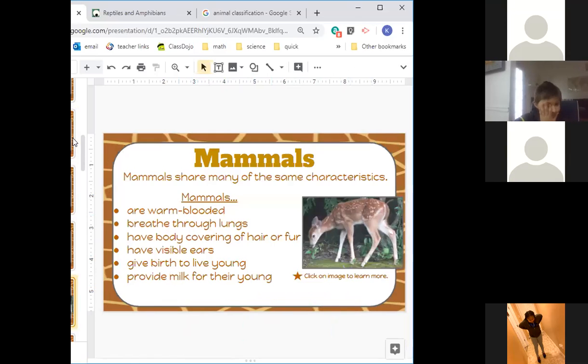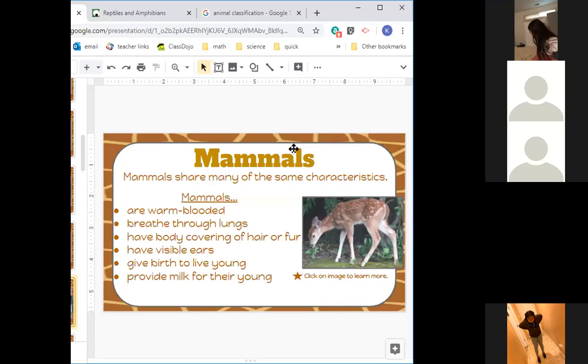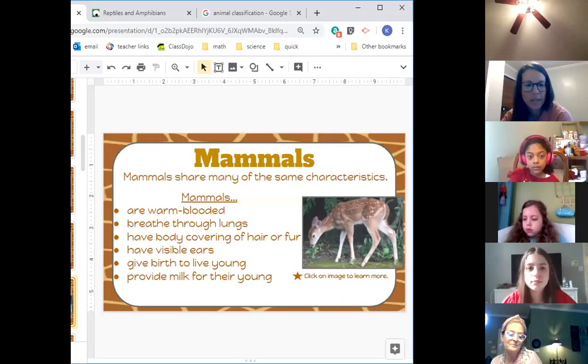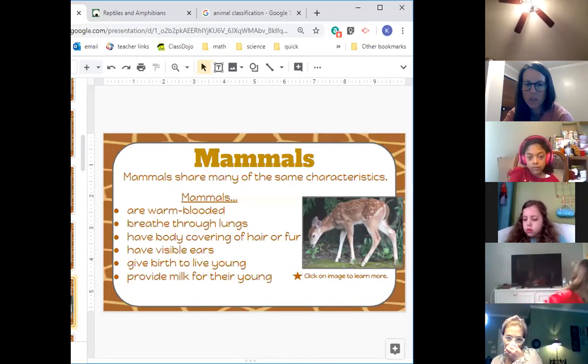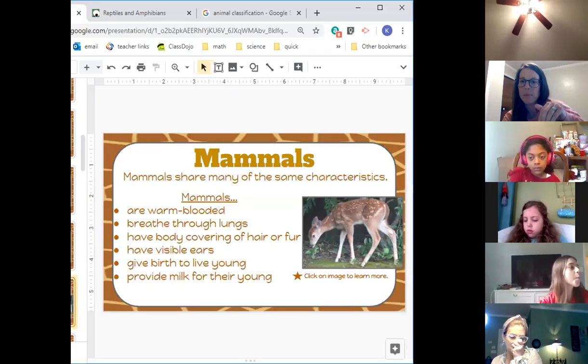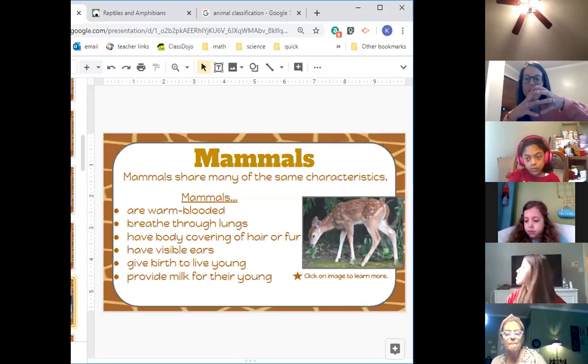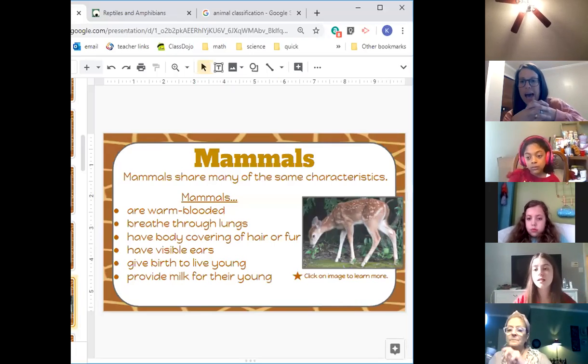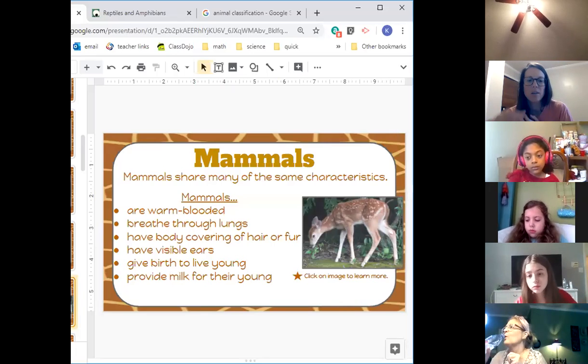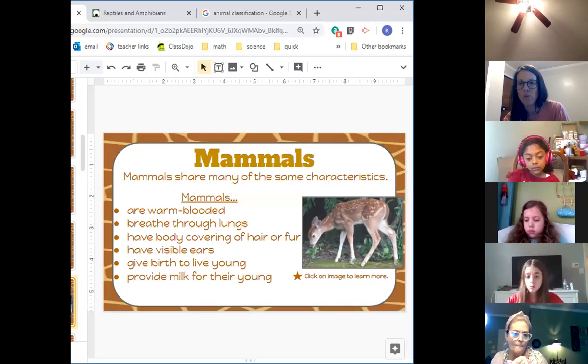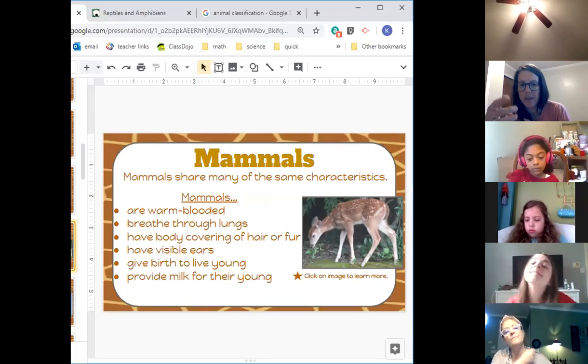Okay. Now, I'm not going to read all of this because you guys can do that, and hopefully you already have if you've already gotten started. But this is an overview of mammals, all right? So now we're classifying them even further. These all fall under the vertebrates. They have a backbone, all right? So mammals. Mammals are warm-blooded. They breathe through their lungs. Big thing about mammals that separates them, they give birth to live young.